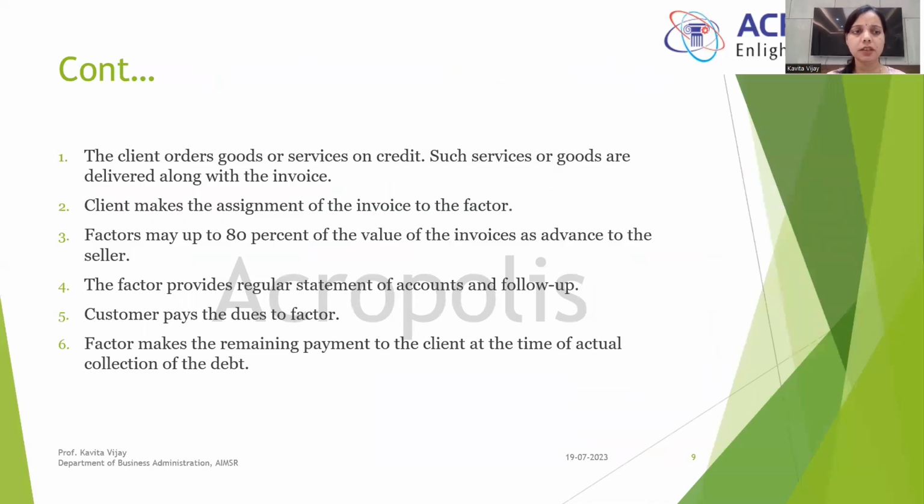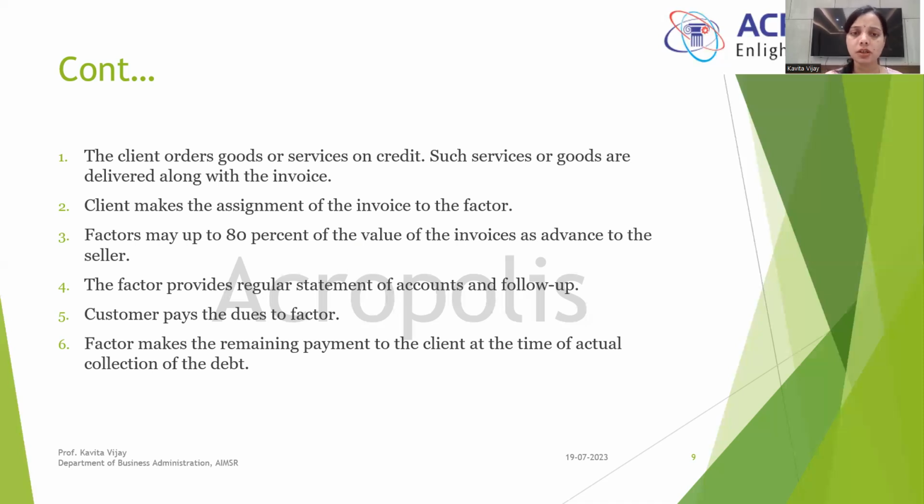We can see in this slide: the client orders goods or services on credit. Such services or goods are delivered along with the invoice. The client makes the assignment of the invoice to the factor. This is the basic mechanism of the factoring company, where the buyer is instructed through the invoice, when purchasing the goods from the seller company, that the customer has to pay the amount to the factor company. And what does the seller company do? The seller company sends copies of all the invoices to the factor company, and intimates the customer also that he has to pay the amount to the factor company.